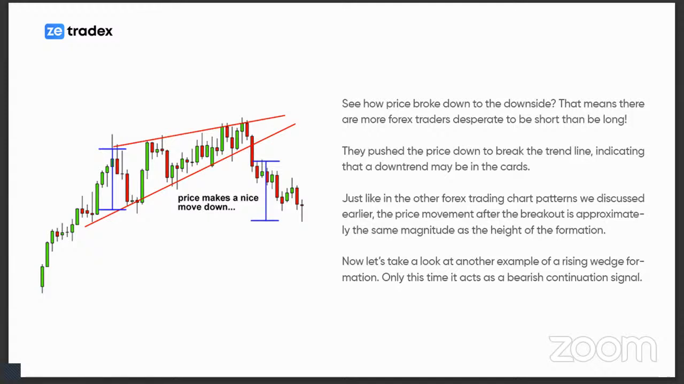So let's take a look at another example of a rising wedge formation. Only this time it acts as a bearish continuation signal. So price makes a nice move downwards, and between the point of your entry and the point of the next support, you gathered let's say 50 to 60 or 70 or 100 pips thereabout, and of course you made good money from that entry point. To the next page, please.